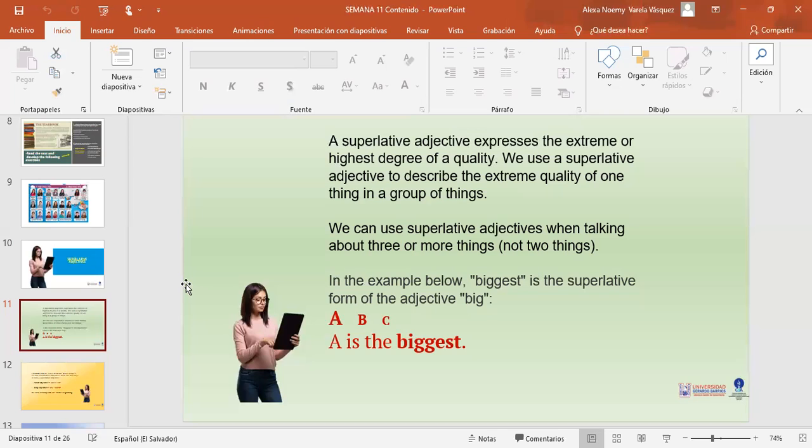And as you can see there are 3 letters that are A, B, C. And here it shows that A is the biggest, okay? But what about the letter C? Letter C is the smallest, right?